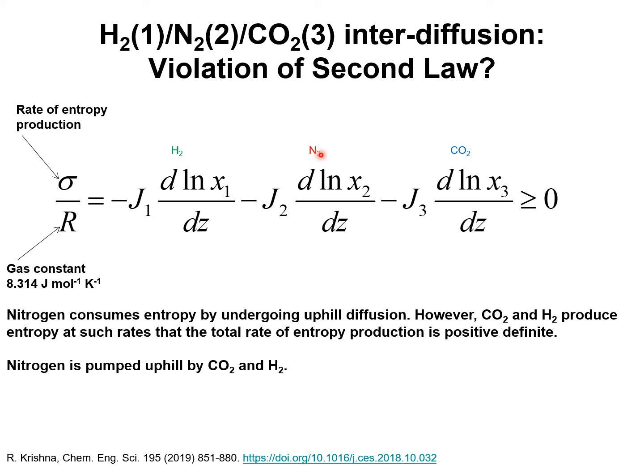For uphill diffusion of nitrogen, the contribution of this term is negative. In other words, nitrogen consumes entropy. This is not disallowed because hydrogen and CO2 produce entropy at such a rate that the overall rate of entropy production is positive definite.